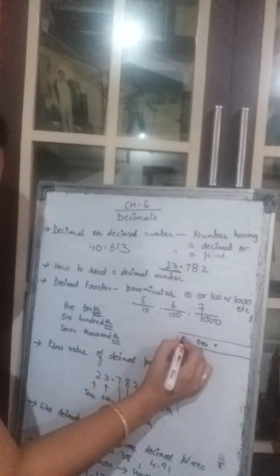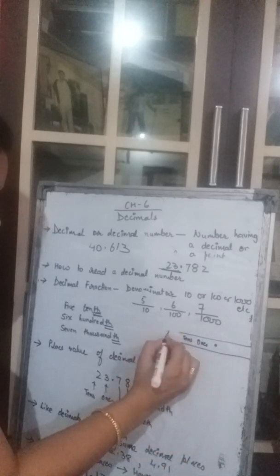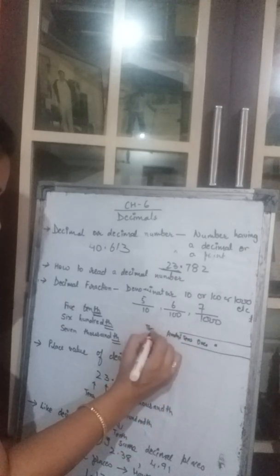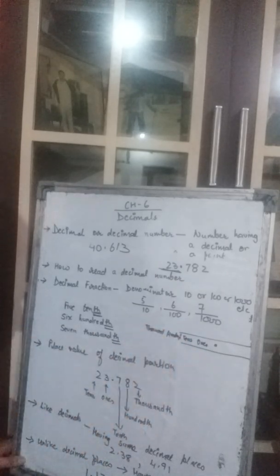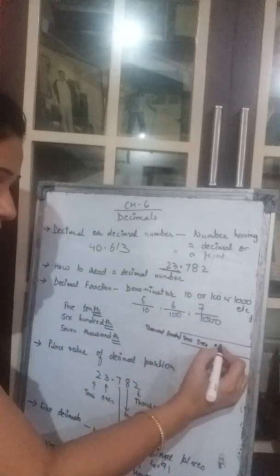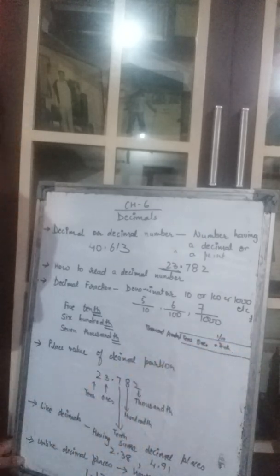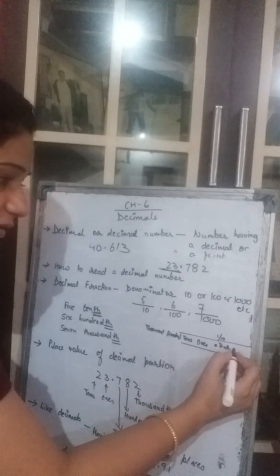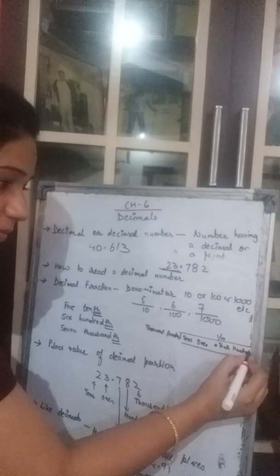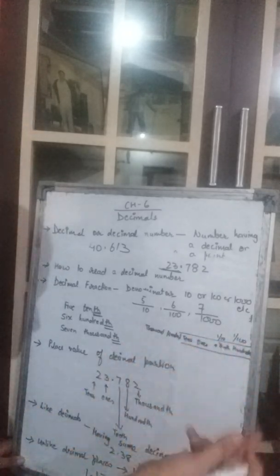Ones is there, then tens is there, then after that what is there? Hundreds, then 1000 and so on. After the decimal, what comes on the right hand side? It comes 10th or 1 upon 10. Whatever you want to write. After tenth, it will be hundredth or 1 upon 100. And then thousandth.